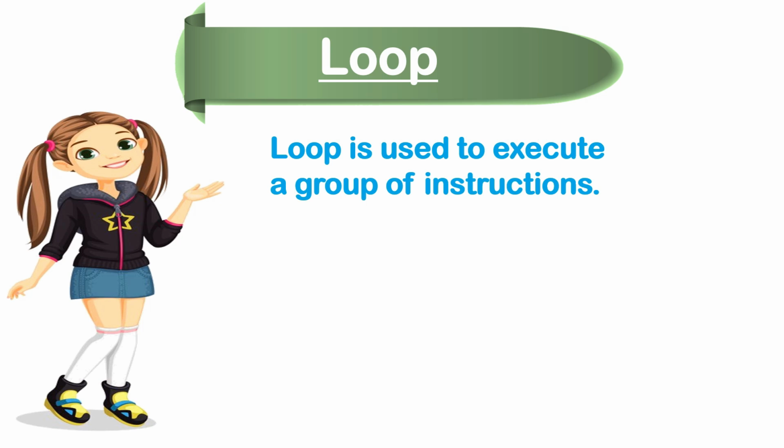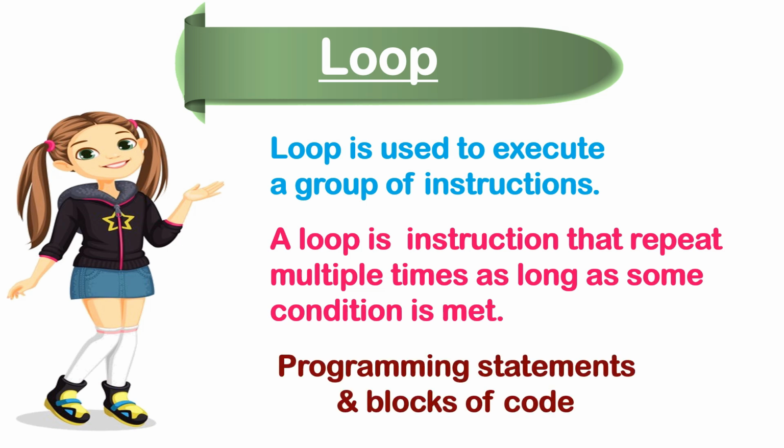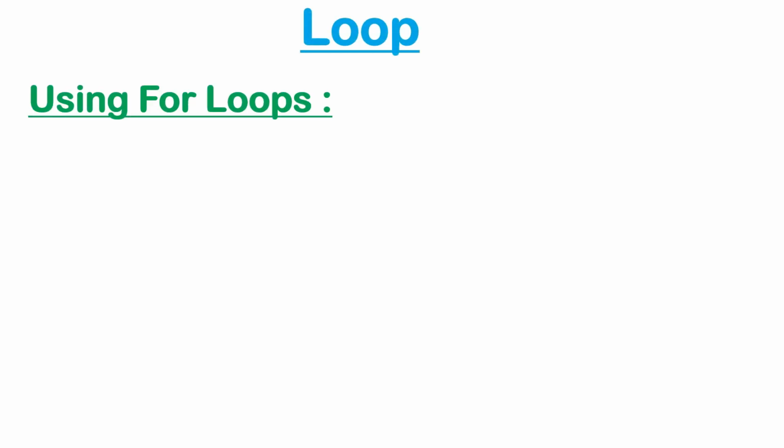Now we will cover the next topic, which is loop. In computer programming, a loop is used to execute a group of instructions or a block of code multiple times without writing it repeatedly. We will look at for loops and the types of loops that Python offers. We will see using for loops.